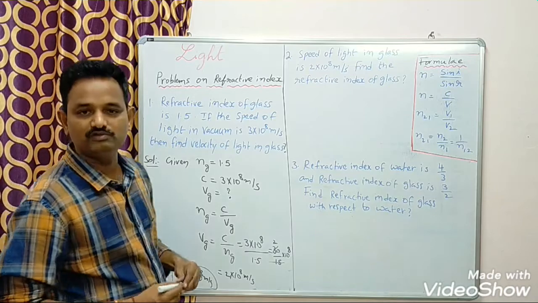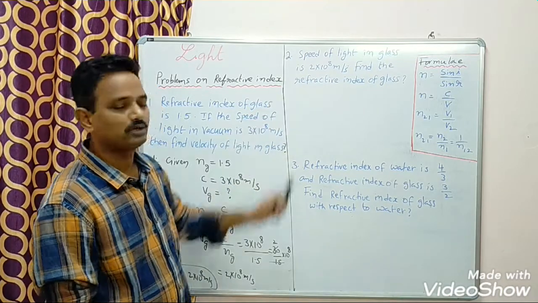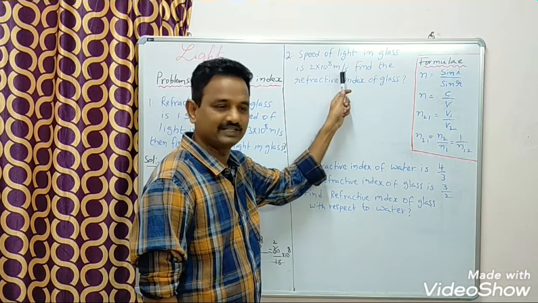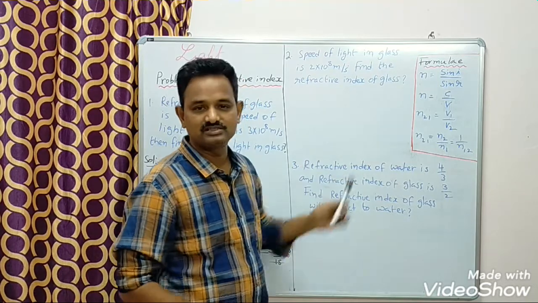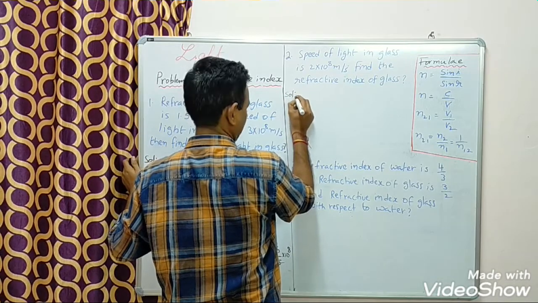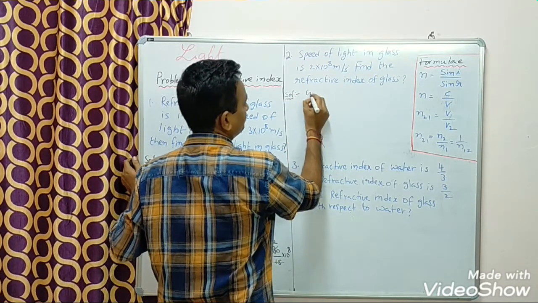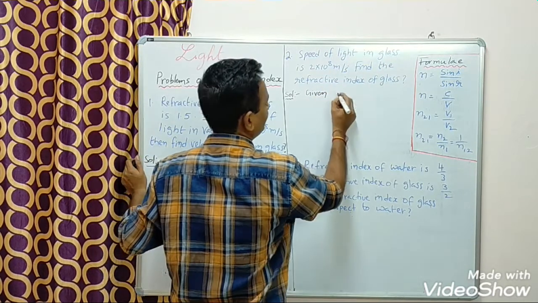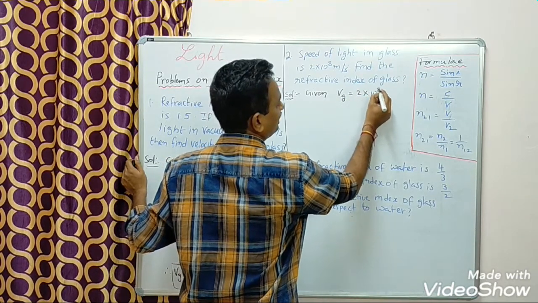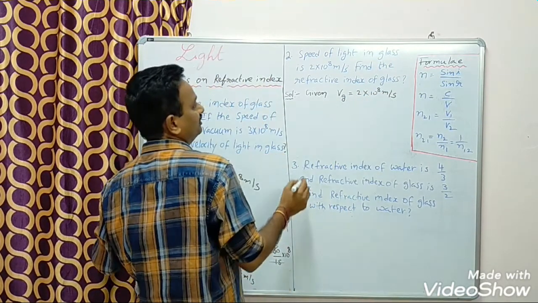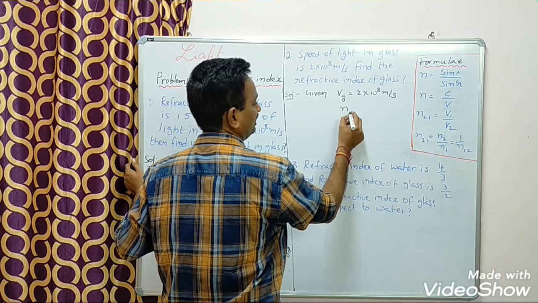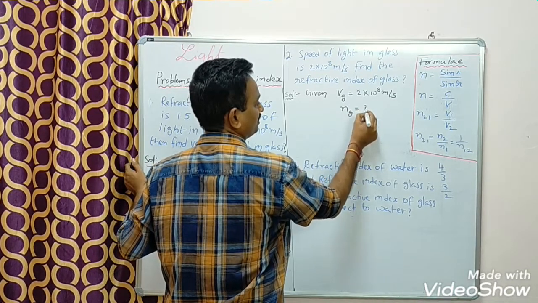Okay. Now we will do second problem. Second problem, see here. Speed of light in glass is 2 into 10 power 8 meter per second. Find the refractive index of glass. First we will write given data. Solution. Given: speed of light in glass, that is v suffix g equal to 2 into 10 power 8 meter per second. Then find the refractive index of glass. That is n suffix g equal to question mark.